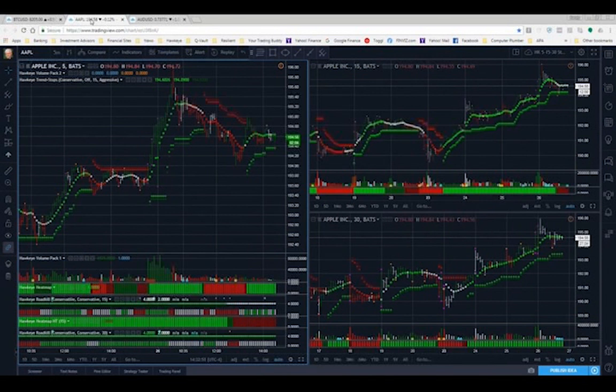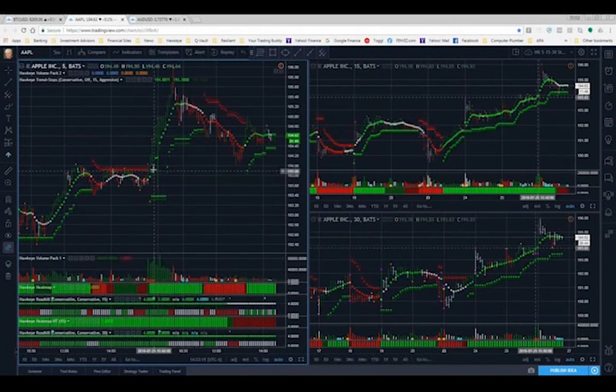Does anybody know what Apple is? Of course, it's only the largest traded stock in the United States. Okay, so this is the Hawkeye Professional Package. We've taken the volume. You can see all the price bars are colored with volume. You can see here's the Hawkeye volume, but we've added to it all of the other tools.